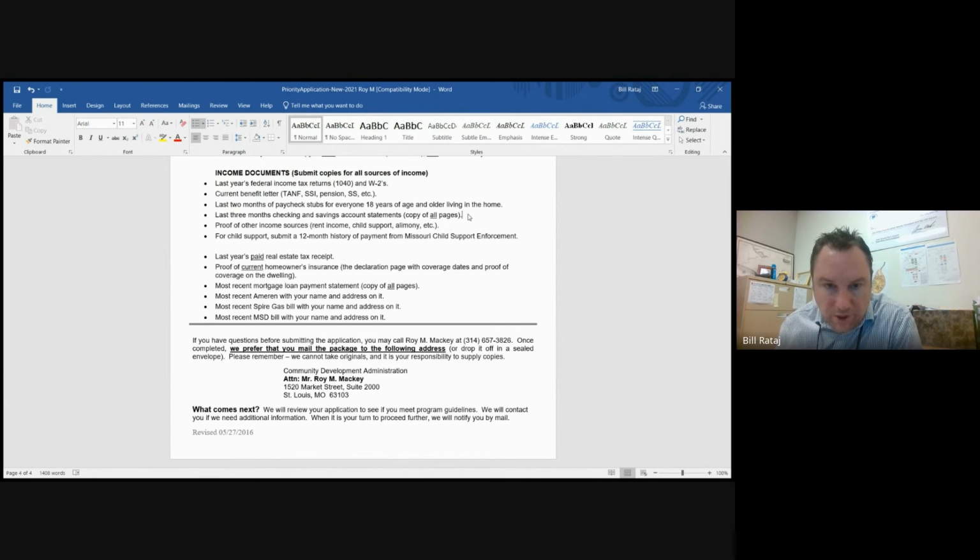We need proof of any other sources of income that you may have. So whether that's rental income, where you live in a 2-family or 4-family, you live in one of the units, and you have the other 2 or 3 units, depending how many there are, we need to see what that income is. So if you're getting $500 a month for each of those units, we need to see the receipt that shows that you're getting that income.